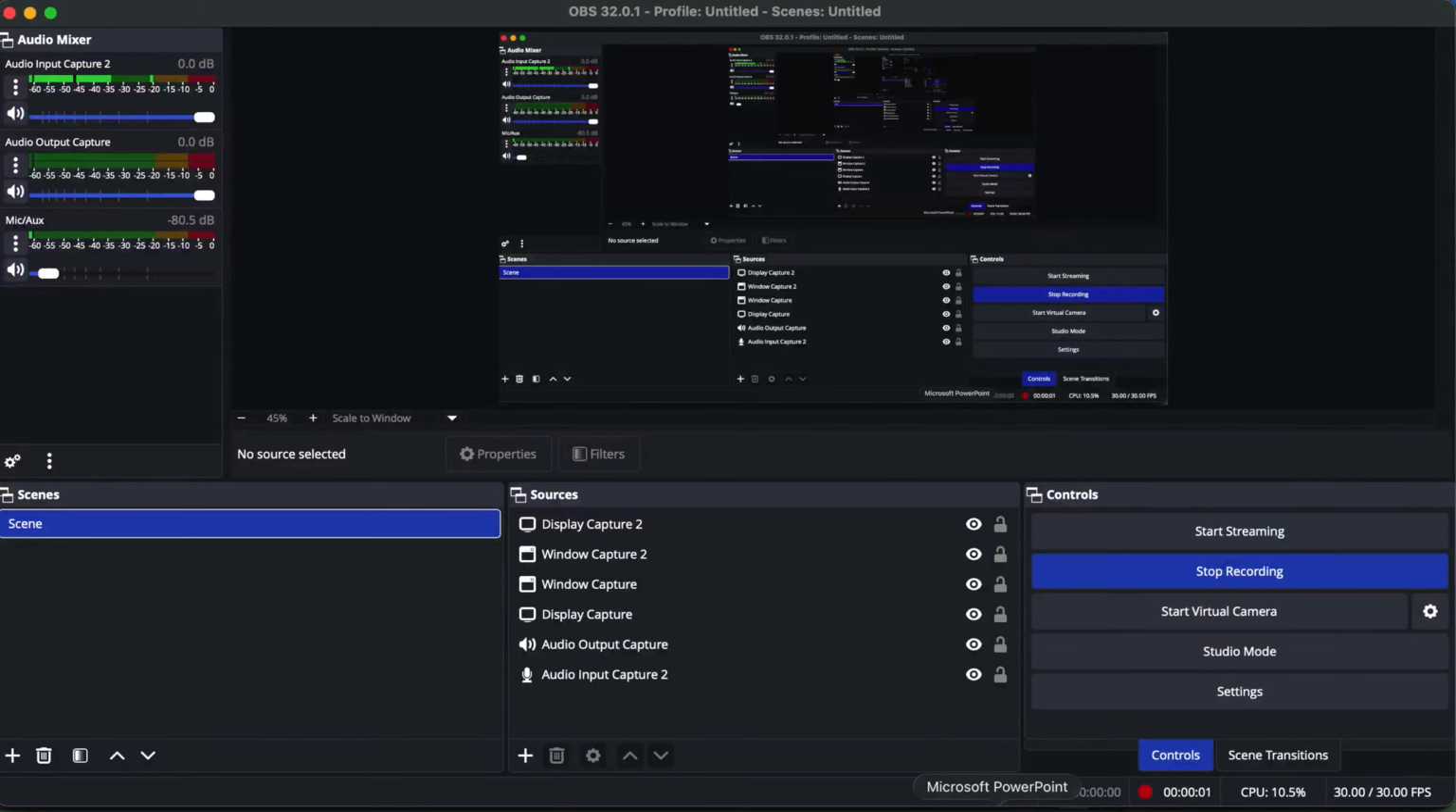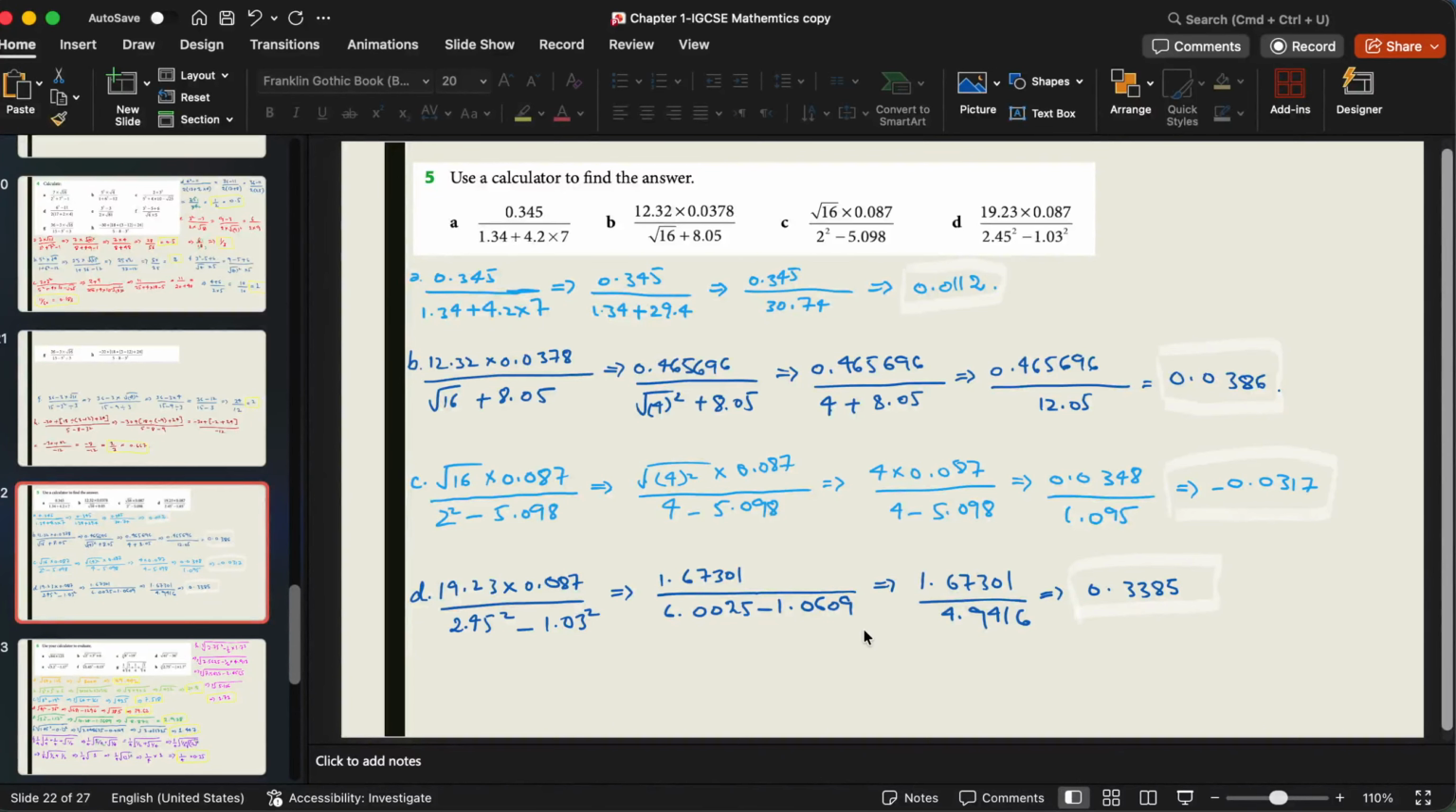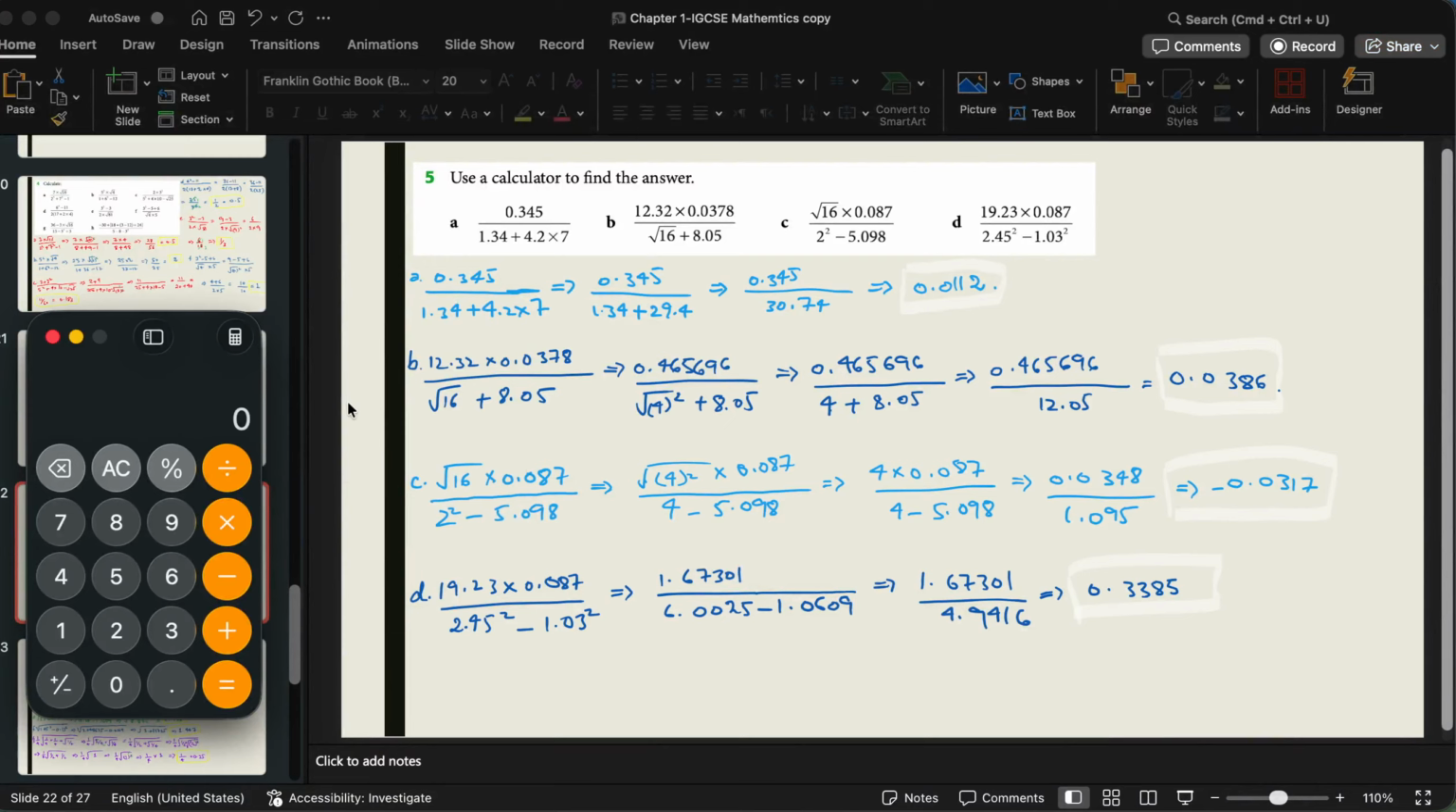Hi everyone. Question number 5 of the exercise once again asks us to use the calculator to find the answer of the different expressions given to us in here. So we will be using the calculator in order to do the solution part. However, you have to keep in mind, just as I have shown in the slide here, that you have to solve the question stepwise. You're using the calculator in order to make the calculation quick and fast for you. However, make sure that every step is being recorded in your answer sheet.